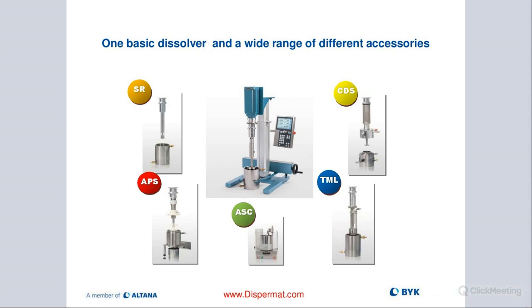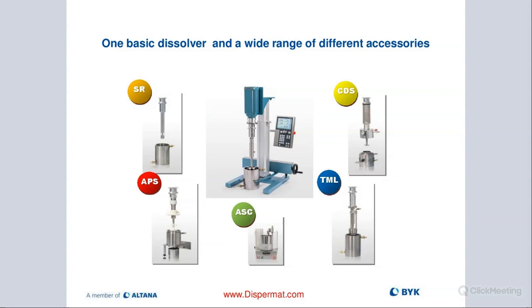You can see in the middle you have a dispermat, and then the rotor stator on your top left. We have a vacuum system on the top right. We have a basket mill system on the bottom right. A wall scraping system is available. And we also have a vertical bead mill.